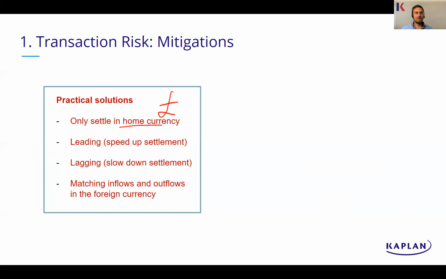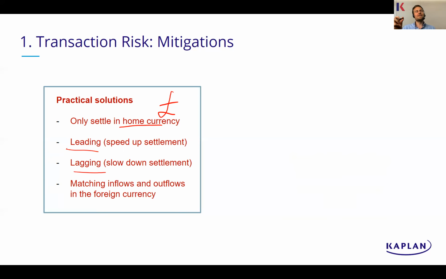So you then have a couple of other things that you could do. You could what we call lead, which is speed up the settlement. So if you think that the rate is currently quite good, you might do this thing called leading, where you settle early, you pay early for your equipment or whatever it might be. Equally, if you think that the rate's not good at the moment, but it might get better, we might do this thing called lagging. So that's where you slow it down and you say, actually, we're going to hold off. We're going to take the full amount of time, or maybe even push it further if we can, if we think that the rate's going to move in our favor.